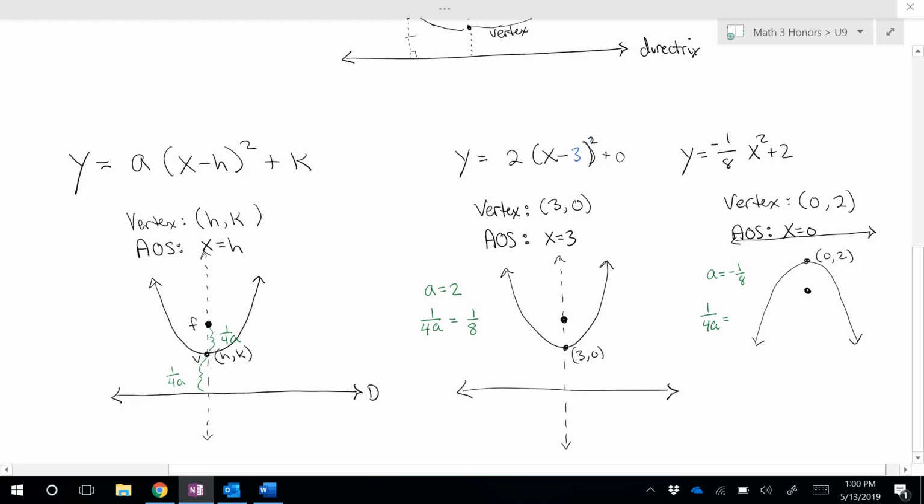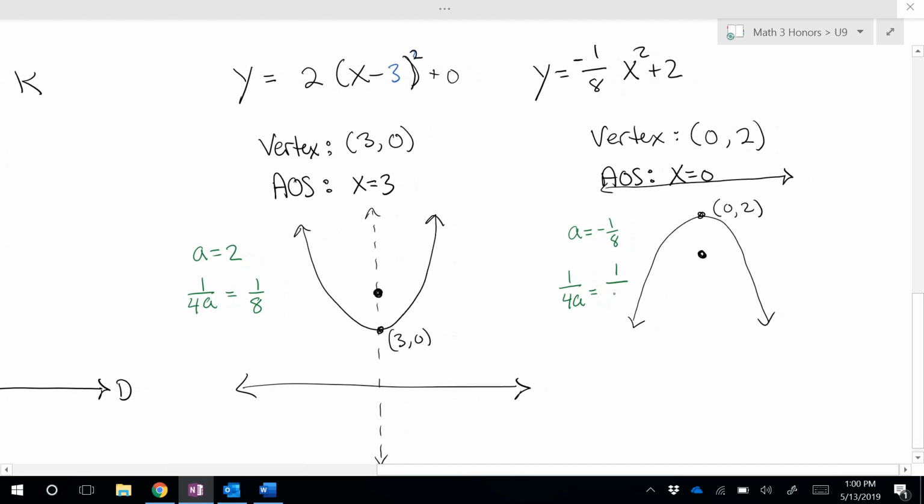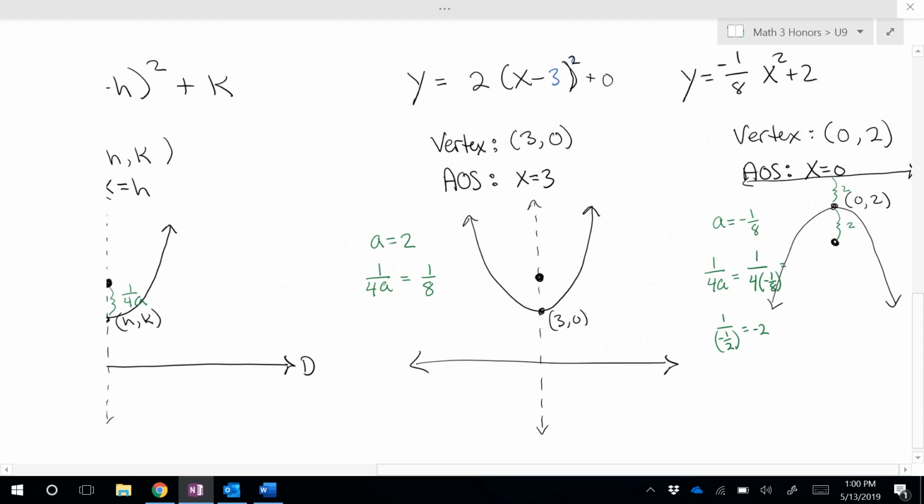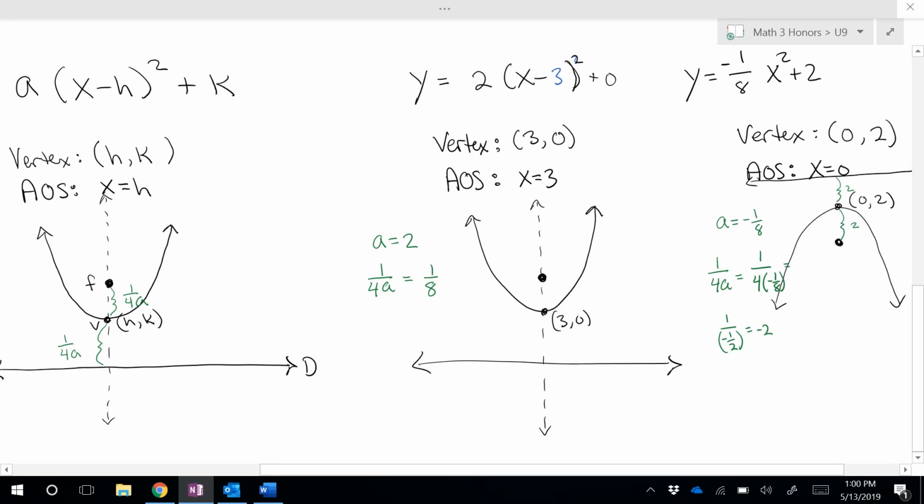So I'll put out a few steps here. So this is 1 over 4 times negative 1/8, which is 1 over negative 1/2, which is negative 2. Okay. Now distance is not negative, but the negative is going to tell you the direction, right? So we're going down 2 to get to the focus in this case. So that distance is positive 2. Okay. Any questions?